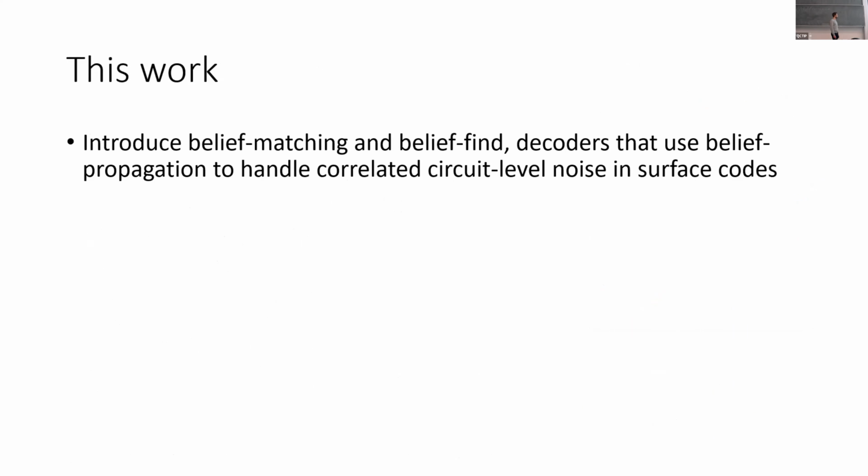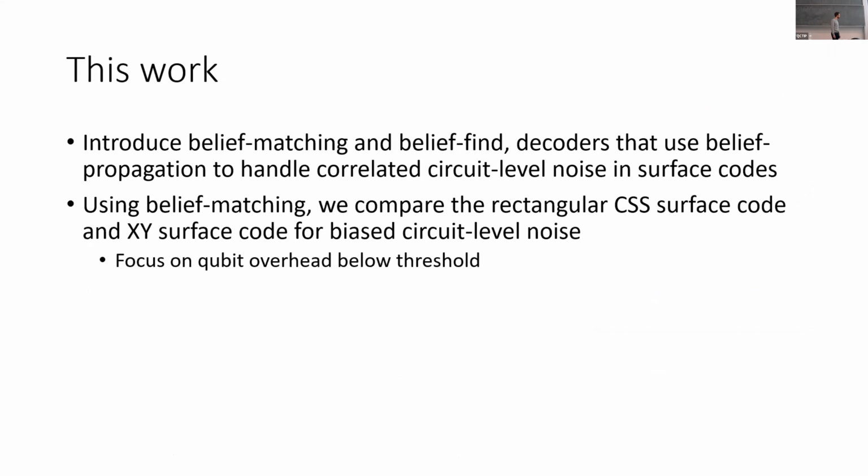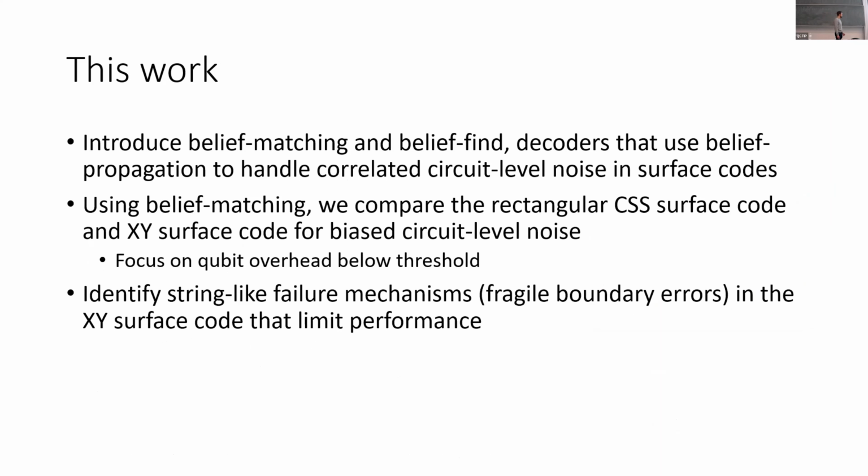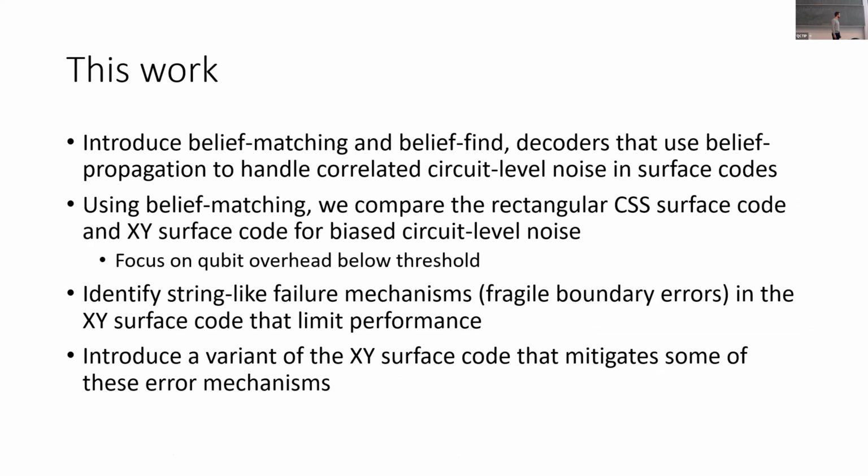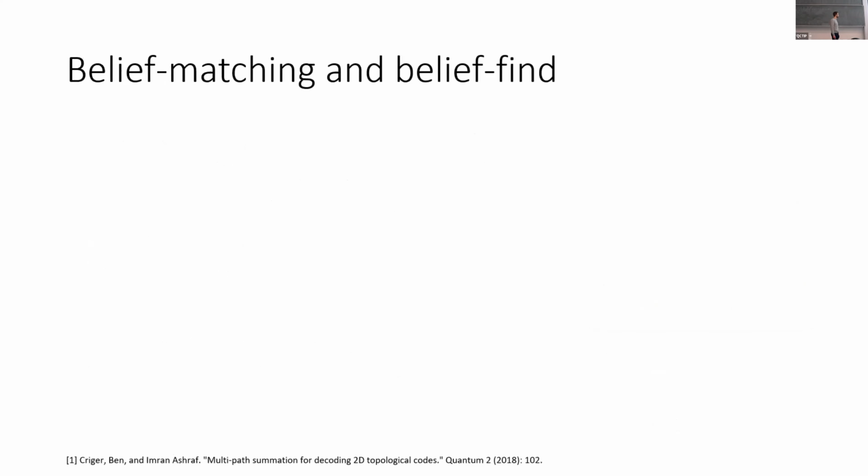So in this work, we introduce belief matching and belief find, which are decoders that use belief propagation to handle correlated circuit level noise in surface codes. Using belief matching, we compare the rectangular CSS surface code and the XY surface code for biased circuit level noise, and we focus on qubit overheads below threshold. We identify string-like failure mechanisms, which we call fragile boundary errors, in the XY surface code that limit the performance. And we introduce a variant of the XY surface code that mitigates some but not all of these error mechanisms.